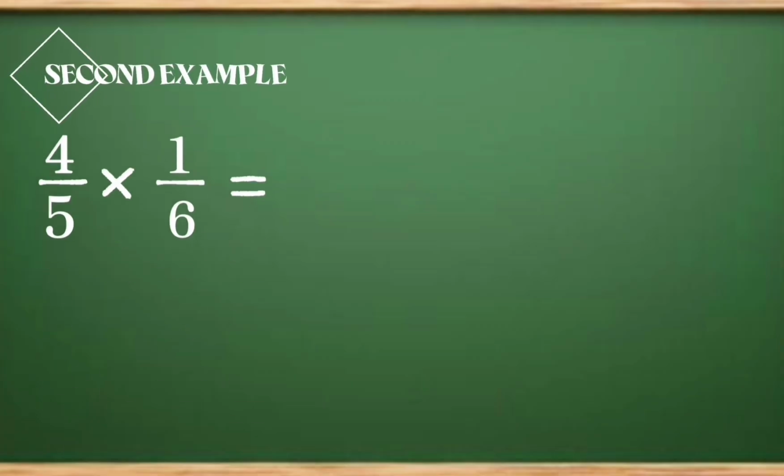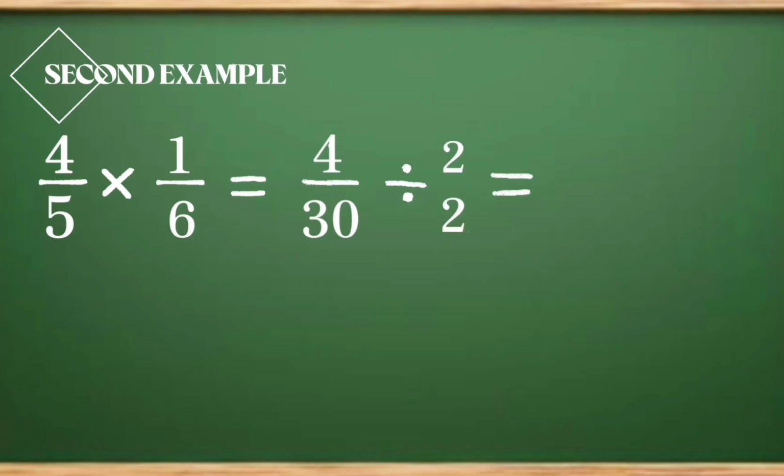4/5 times 1/6. 4 times 1 is 4. 5 times 6 is 30. Now let's simplify our answer. 4 and 30 can be divided by their common factor 2. 4 divided by 2 is 2. 30 divided by 2 is 15. Our final answer is 2/15.